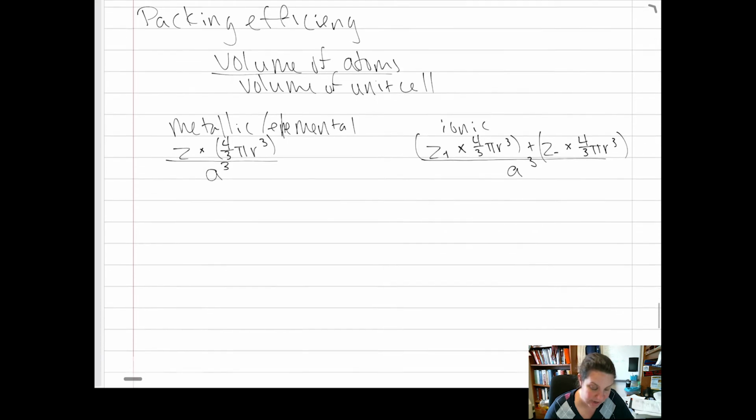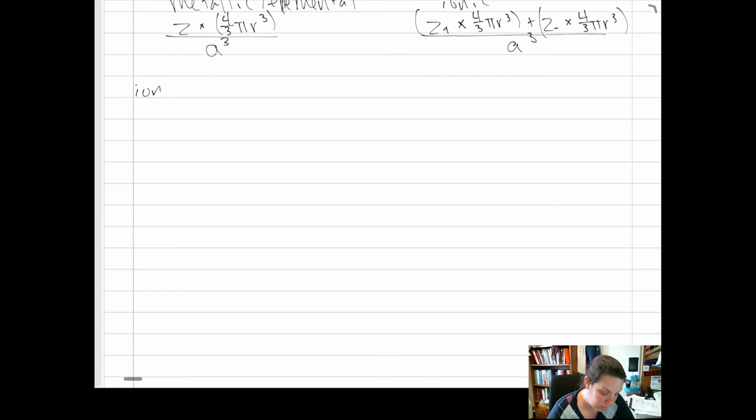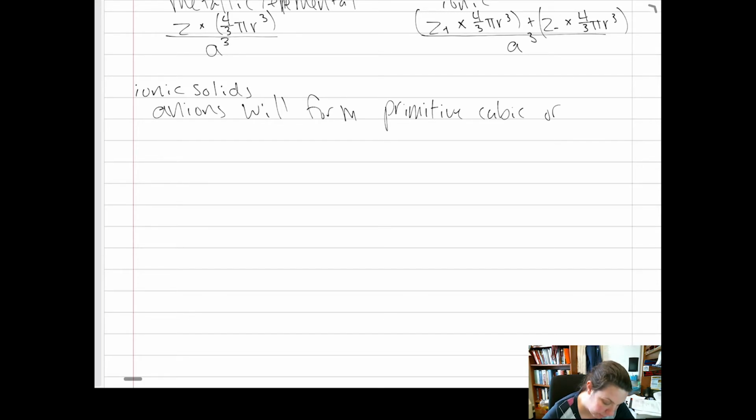Let's look a little bit more at ionic solids. For your ionic solids, you need to understand their properties, and you need to understand that we're dealing with a little bit different packing with this. So your anions are going to form those regular packing arrangements. So anions will form either a primitive cubic or face center cubic arrangement.